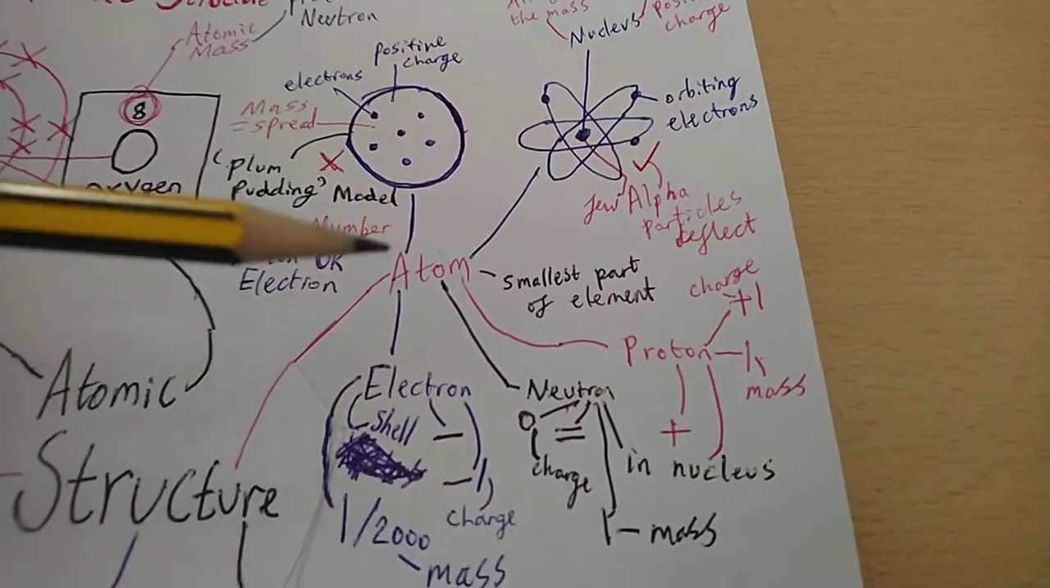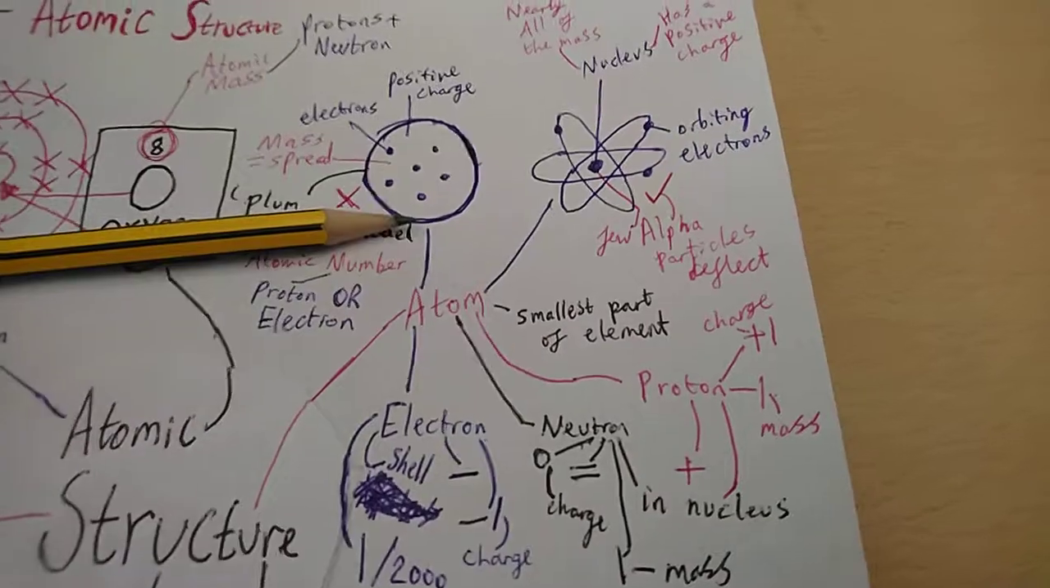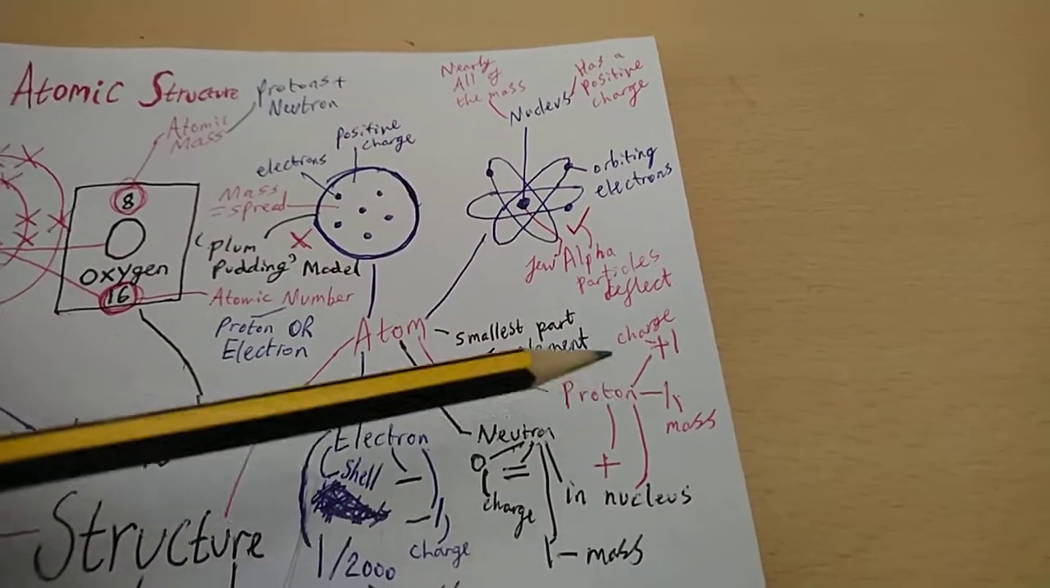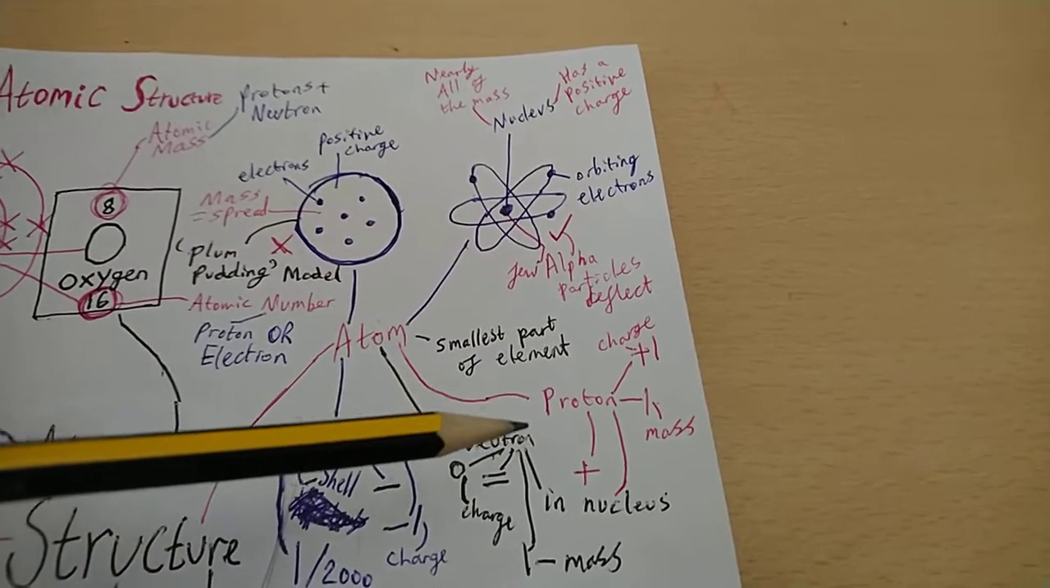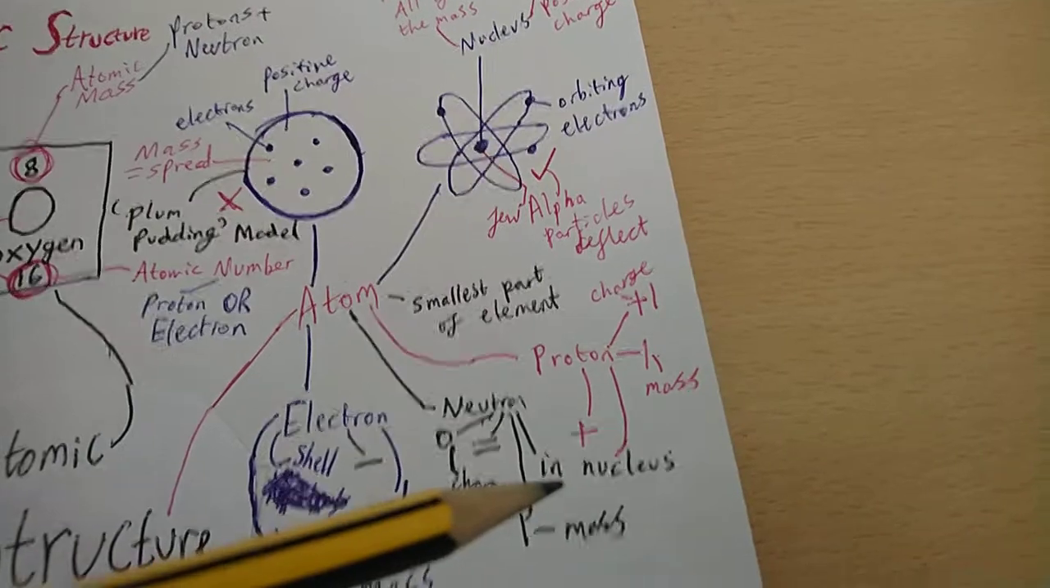So an atom is made up of protons, which have a +1 charge. They have a mass of 1. They have a positive charge, and they're in the nucleus.